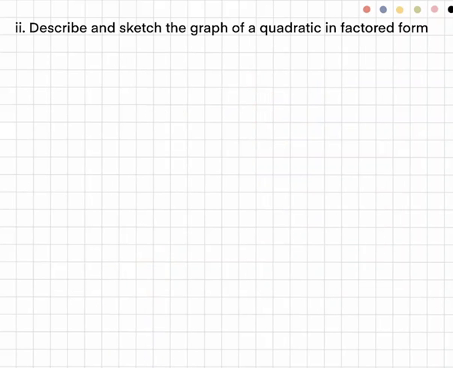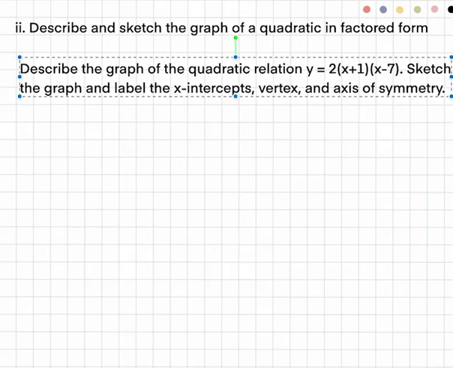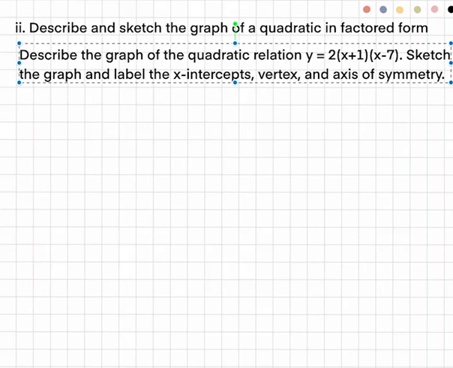So now we're going to move to our second learning goal, which is describe and sketch the graph of a quadratic in factored form. So let's put it up. I'm just going to move this up a little bit so we have some more space. There we go. Perfect. Okay, so it says describe the graph of the quadratic relation, and it's given it to us. And then it's asking us to sketch the graph and label the x-intercepts, the vertex, and the axis of symmetry.